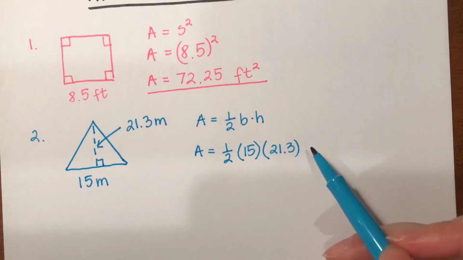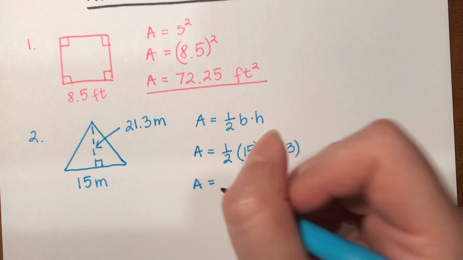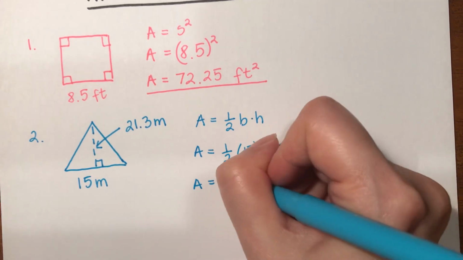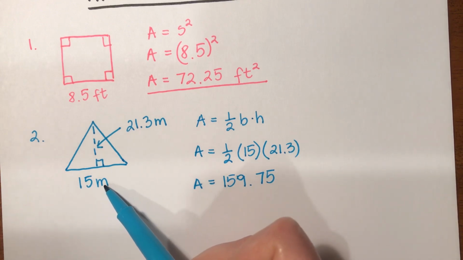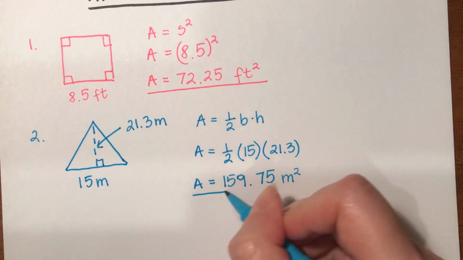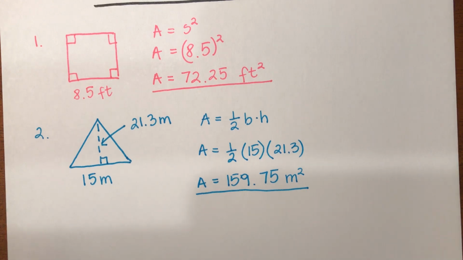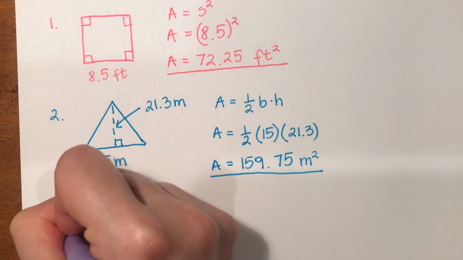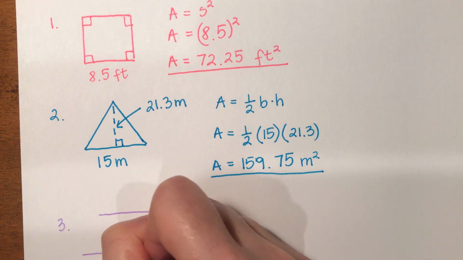Okay, again, put it in a calculator. You should get answer 159.75. And again, we're looking at units, right? Meters are given, so we have meters squared. Okay, that's answer for number 2. Now, number 3, we're gonna draw a parallelogram. So number 3, let me draw a parallelogram here.